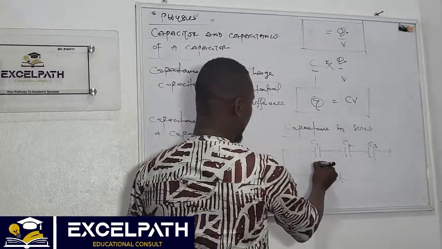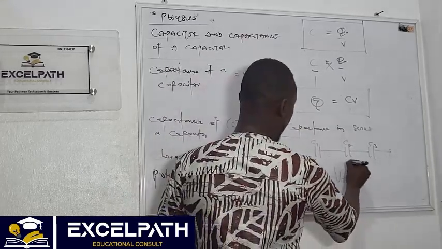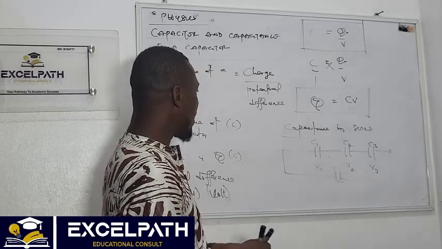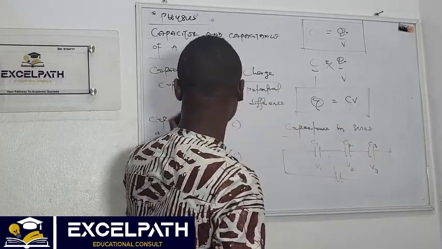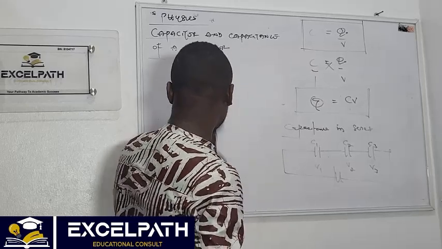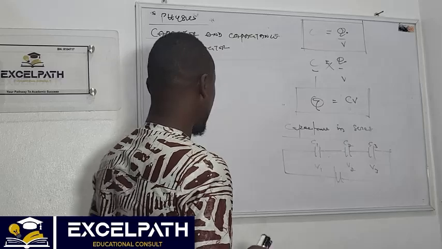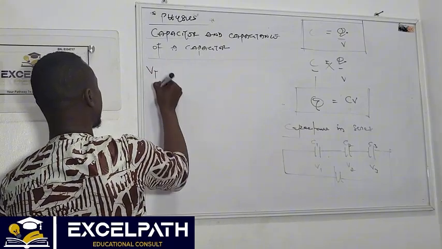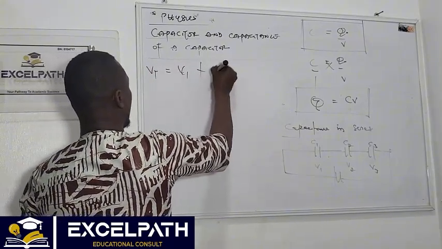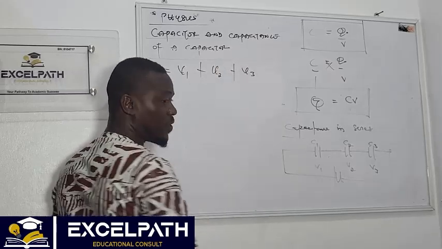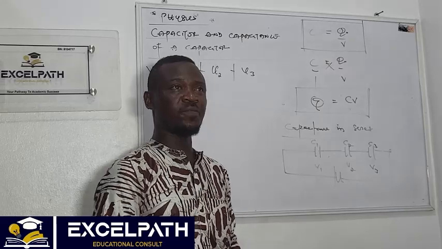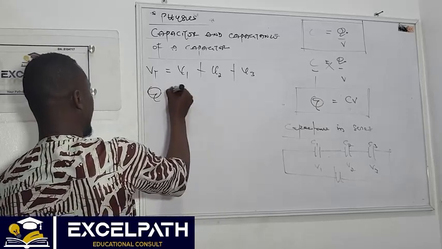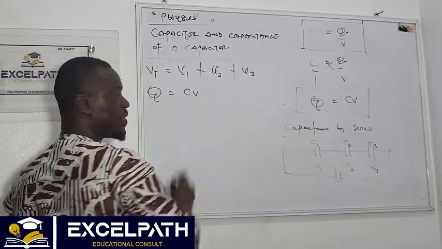But remember, this C1 is across V1, while this one is across V2, and this one is across V3. But for me to get my formula for capacitance in series, I'm going to have the total potential difference from this circuit, V total equals V1 plus V2 plus V3 for my total potential difference from the circuit. But coming back to this, when I have Q equals CV, let's make V the subject of the formula.